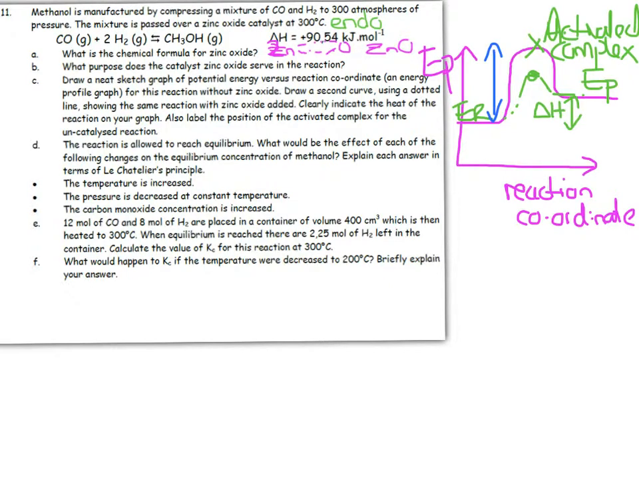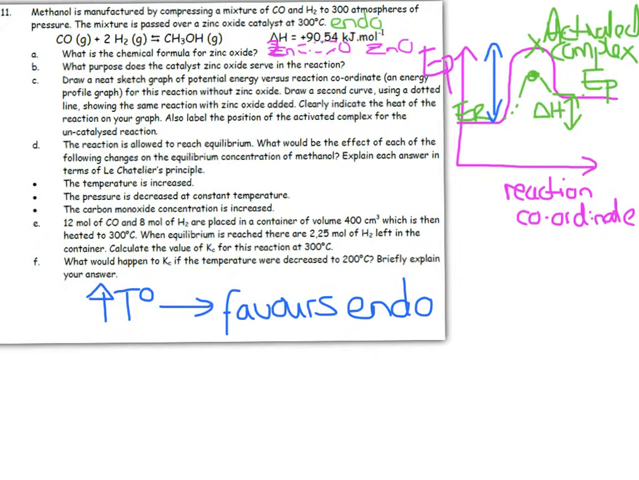The reaction is allowed to reach equilibrium. What would be the effect of each of the following changes on the equilibrium concentration of the methanol? Explain each answer in terms of Le Chatelier's principle. So the first one is our increased temperature. This is an endothermic reaction. An increase in temperature always favors the endothermic. In other words, it tries to make itself cold. So it is going to favor the forward reaction, but that's not the question. The question says what happens to the concentration of the methanol, and therefore the concentration of the methanol would increase.